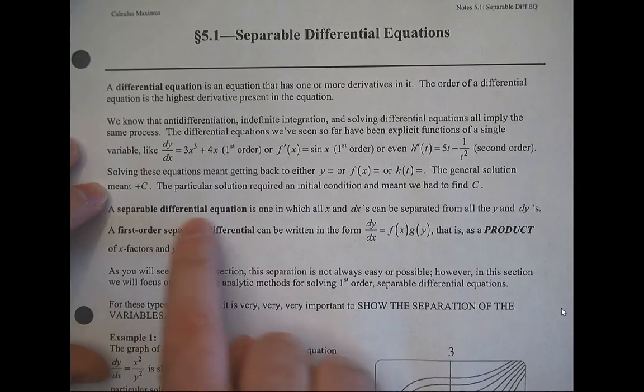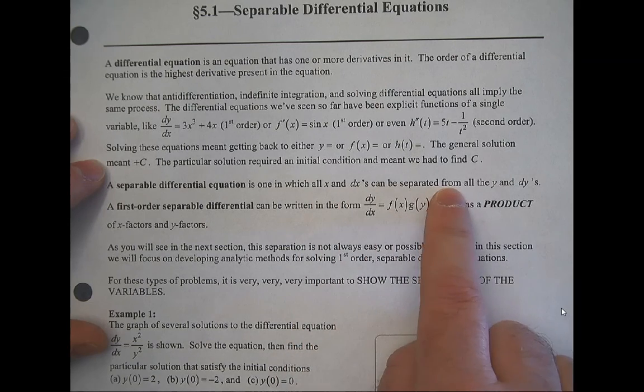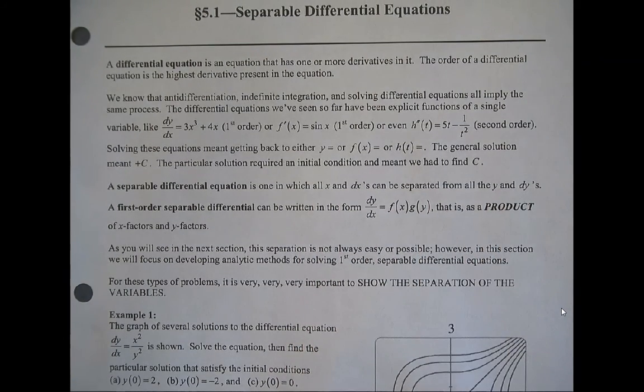So for the separable differential equation, our goal is to get all the x's and dx on one side, separated from all the y's and dy's. Once we get that set up, what would we do to anti-derive, or to get back to the original function? We would integrate both sides.